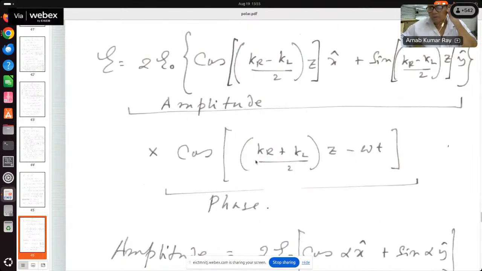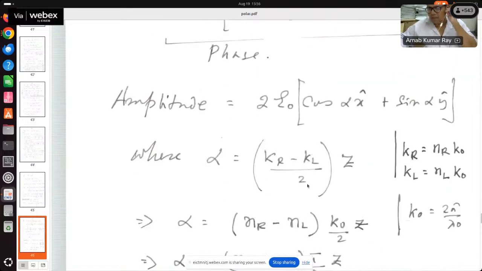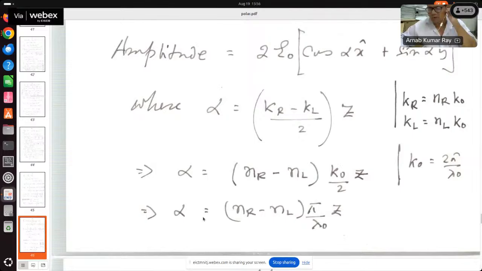So we are writing this angle, kr minus kl by 2 into z, as alpha, and kr minus kl is nr into k naught minus nl into k naught by 2 into z. So this is alpha. Alpha is equal to nr minus nl, and k naught is 2 pi by lambda naught. The 2 and the 2 will cancel, and you'll have pi z by lambda naught.